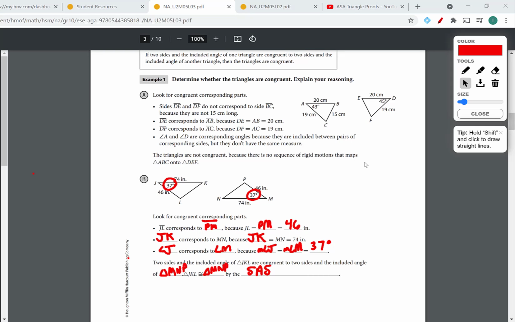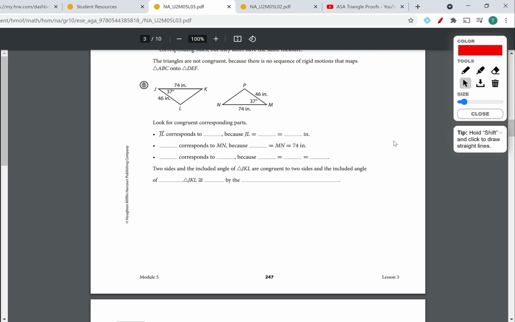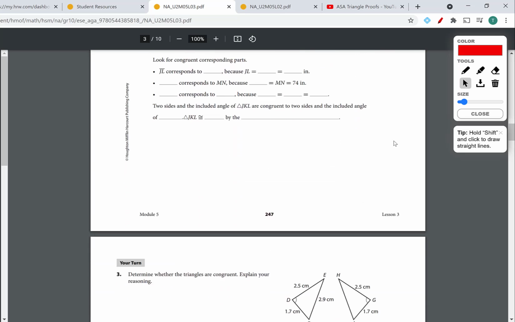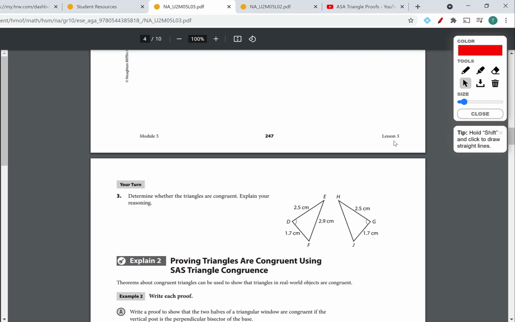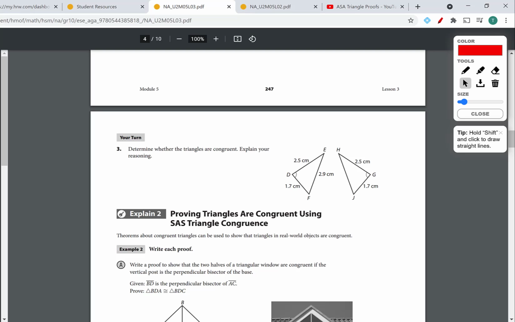So I encourage you now to go to the next page. There's a your turn. Go ahead and pause the video. We're looking at the your turn at the top of page 248. Pause the video and we'll talk about this together in about 5 seconds.